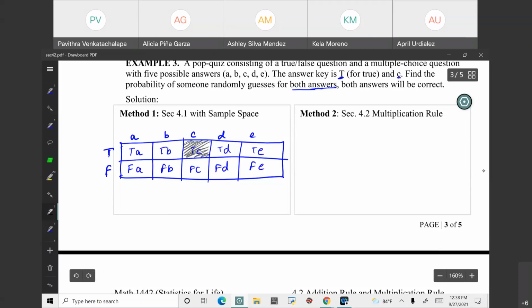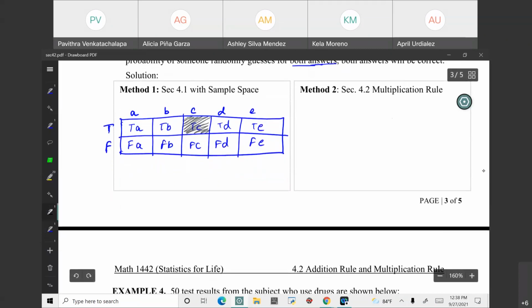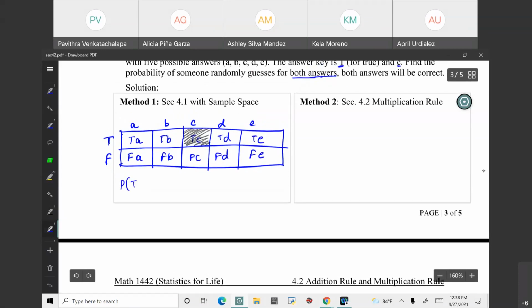So he has to guess this answer. It has to be true and option C. Now, how many options do we have? What is the total number of outcomes? 10, right? Now, what is the probability of someone guessing T and C both?